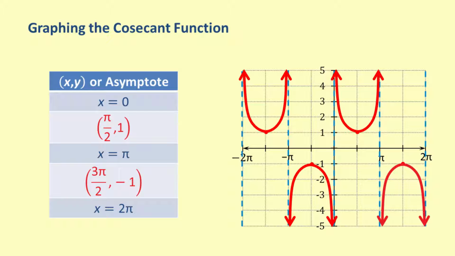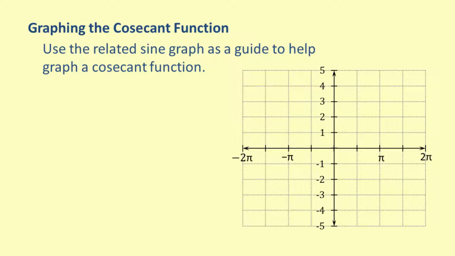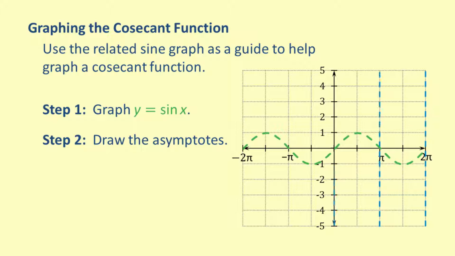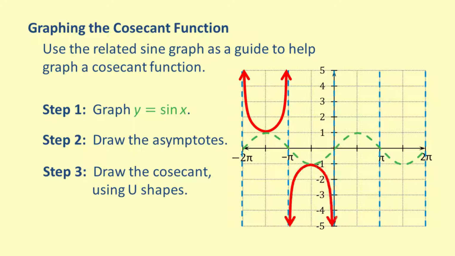Another way to graph cosecant is to use the related sine function as a guide. To do this, we first graph the sine function y equals sine of x and then draw the asymptotes that correspond to the cosecant function. Finally, draw the u-shapes between the asymptotes, noting that the maximums of the guide function are the minimums of the u-shapes and that the minimums of the guide function are the maximums of the u-shapes. Thus, we have graphed the cosecant function.